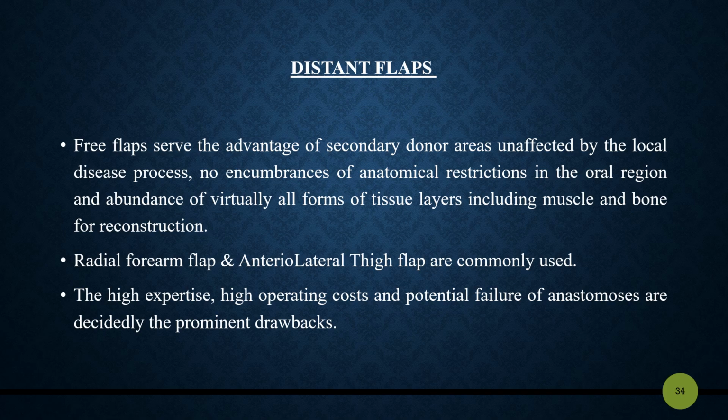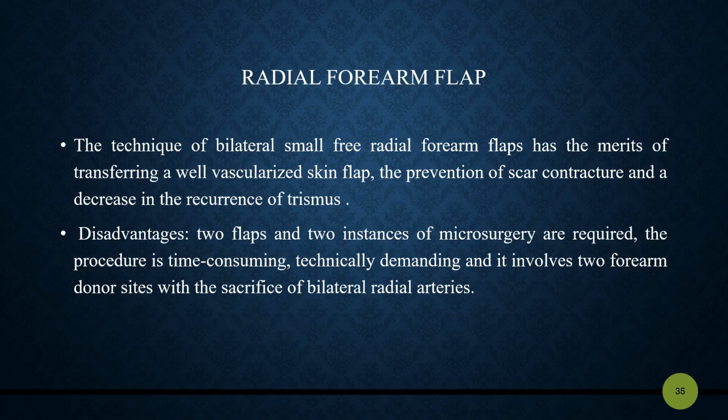Distant flaps. Now the free flaps have the advantage of secondary donor areas unaffected by the local disease process, there is no anatomical restriction in the oral region, and there is an abundance of virtually all forms of tissue, whether it is muscle, bone, etc. The radial forearm flap and the anterior lateral thigh flap are the commonly used ones. The high expertise, high operating cost and potential failure of anastomosis are the prominent drawbacks of these distant flaps.